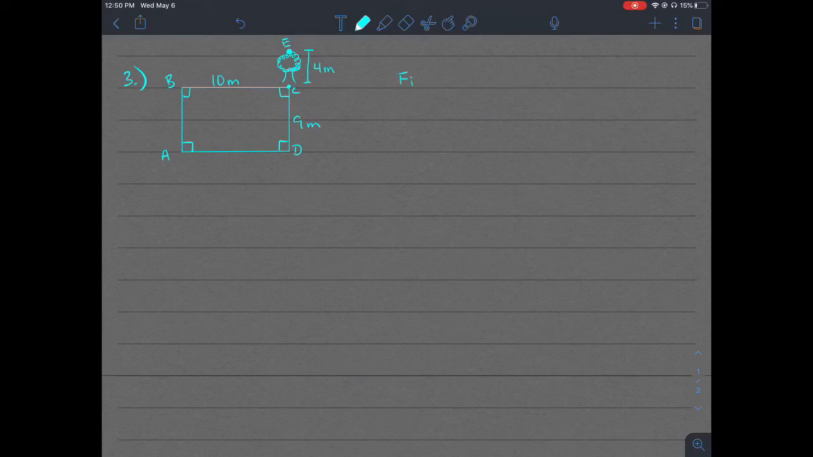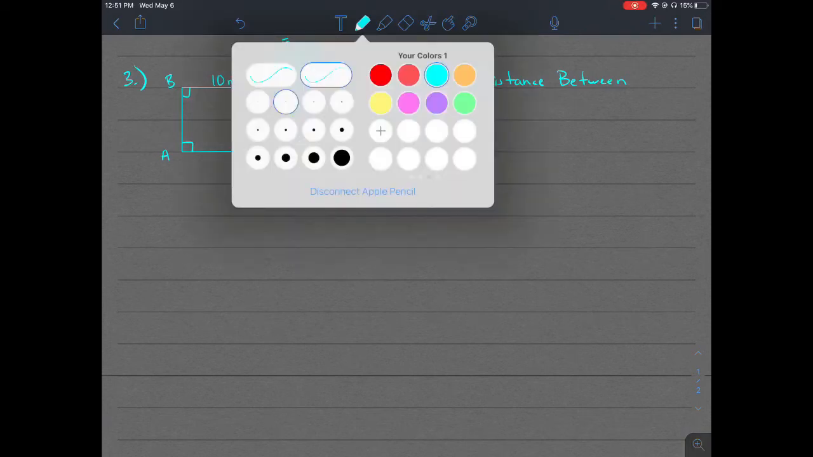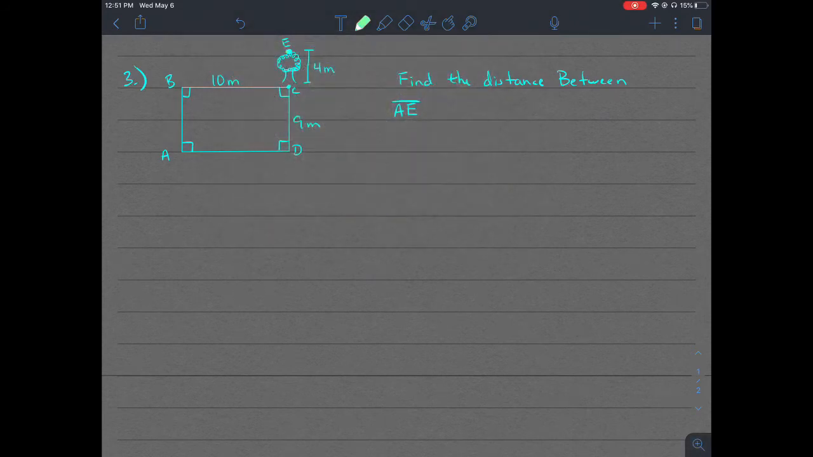All right, now the problem says find the distance between A and E. So you have to find the distance for AE, which is from the top of the tree all the way down here to A.